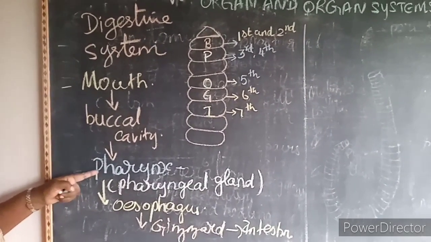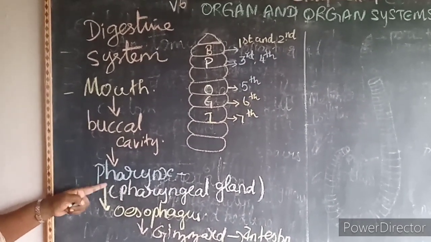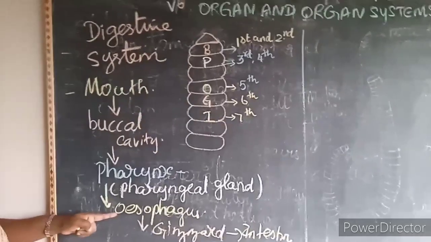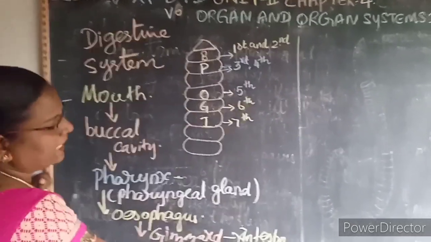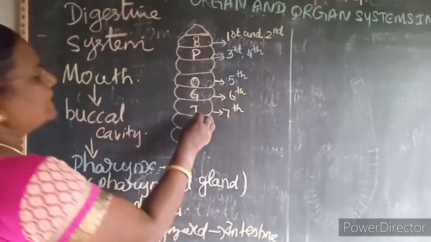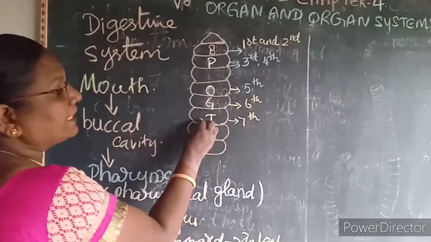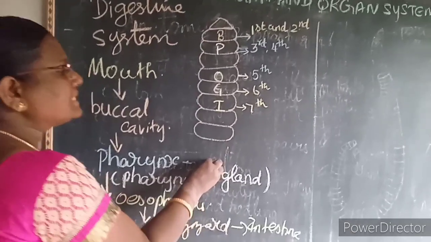It is covered by the pharyngeal gland or the salivary gland. The pharynx leads to the esophagus. The esophagus leads to the gizzard. The gizzard leads to the intestine. So, the intestine is present from which segment onwards? From the seventh segment up to the last segment.